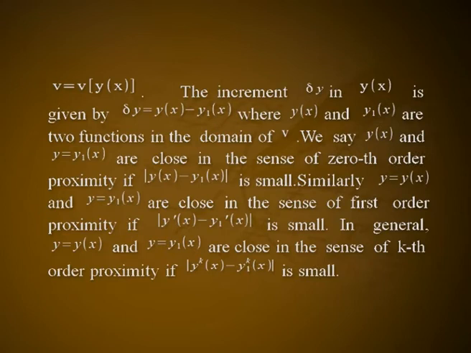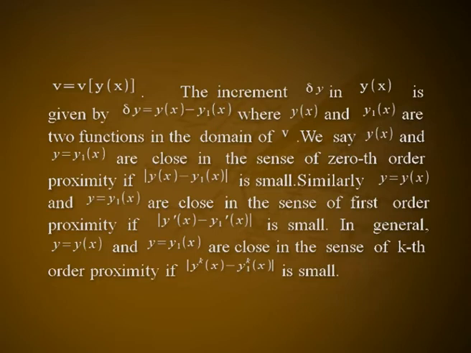The increment delta y in y of x is given by delta y equal to y of x minus y1 of x, where y of x and y1 of x are two functions in the domain of v. We say y equal to y of x and y equal to y1 of x are close in the sense of zeroth order proximity if modulus of y of x minus y1 of x is small. Similarly, they are close in the sense of first order proximity if modulus of y dash of x minus y1 dash of x is small.